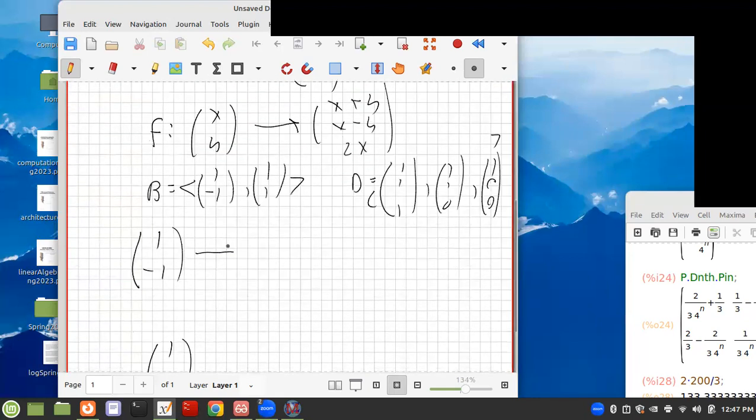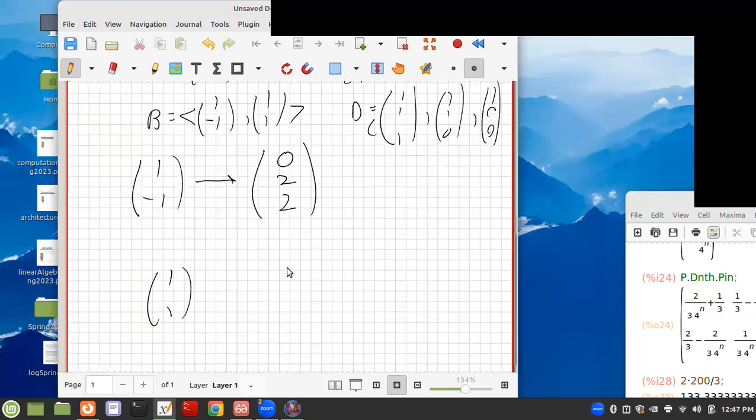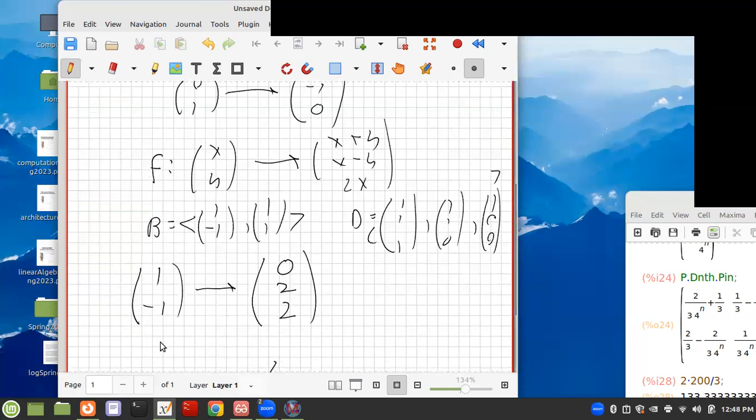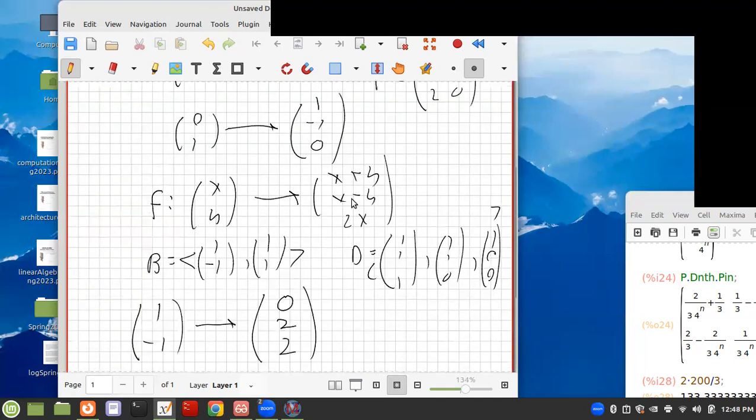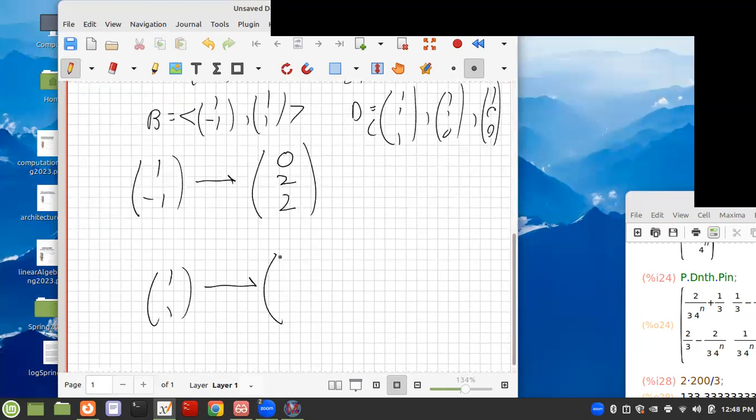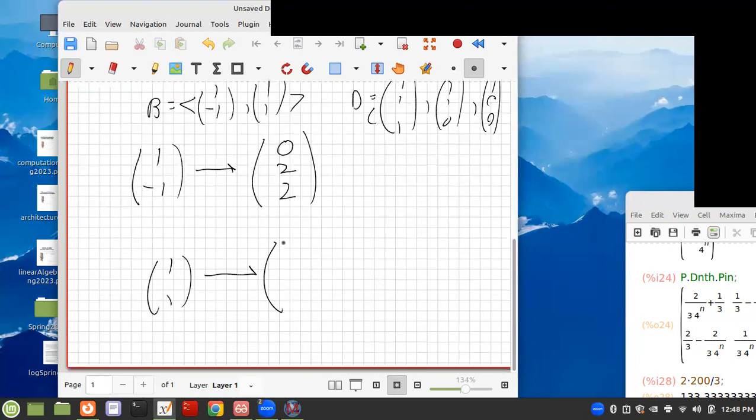Okay, so this is going to go to 1 minus 1 is 0, 1 minus a minus 1 is 2, and 2, I think, right? Because this is 2X, this is X minus 1, X plus 1. Then I have to find this other one, which would be 2, 0, 2, right?